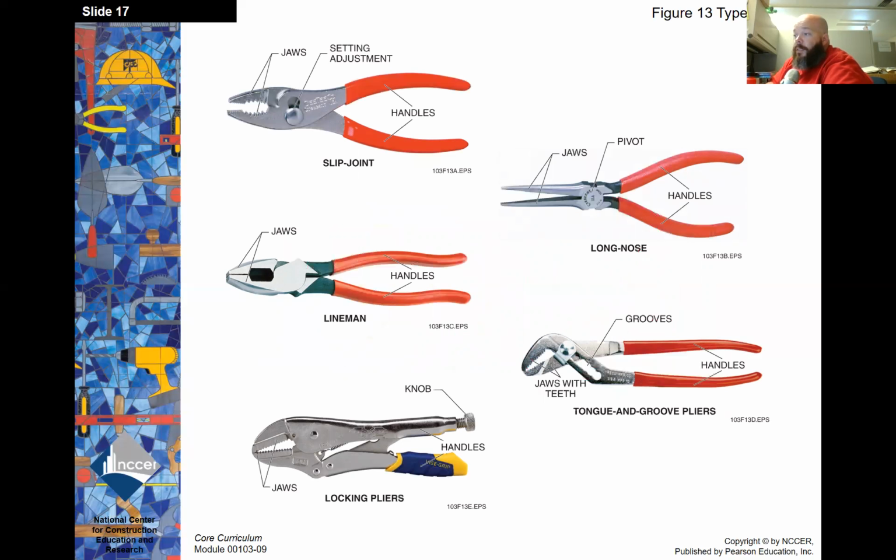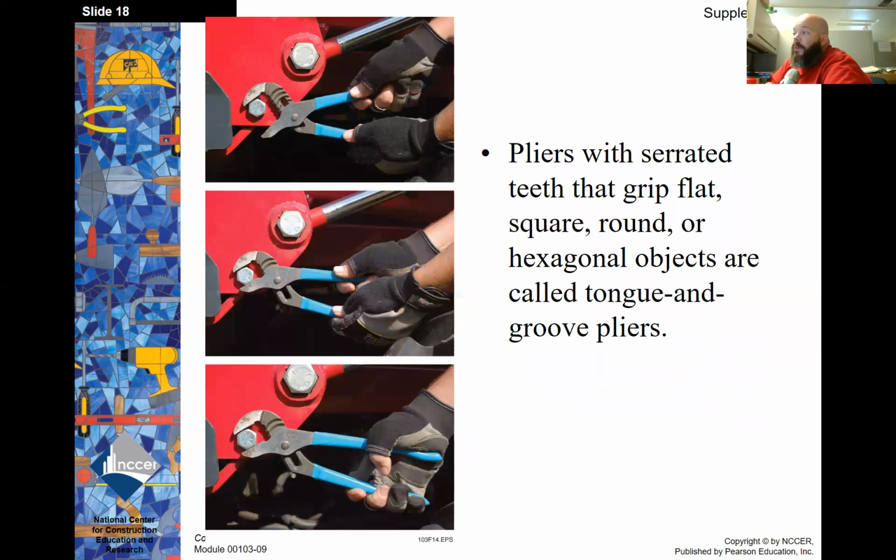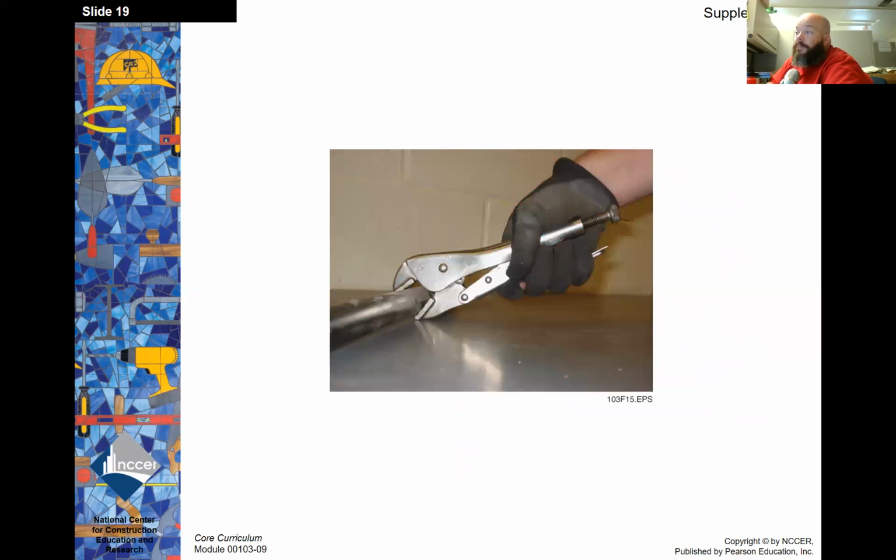We have examples of these in the shop if you guys need to look at any of these. Okay, pliers with serrated teeth that grip flat, square, round, or hexagonal objects are called tongue and groove pliers. That's what they're shown using here in this illustration. Sometimes these are also referred to as channel locks. Channel lock is a brand name that has kind of been adopted as the name for these pliers, but the correct terminology would be tongue and groove plier.